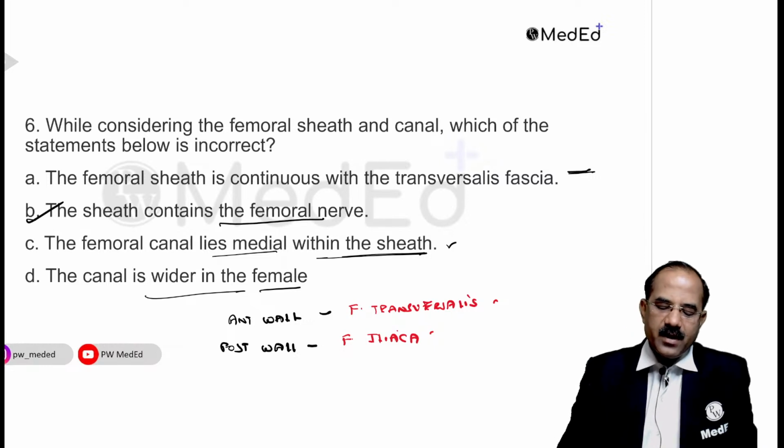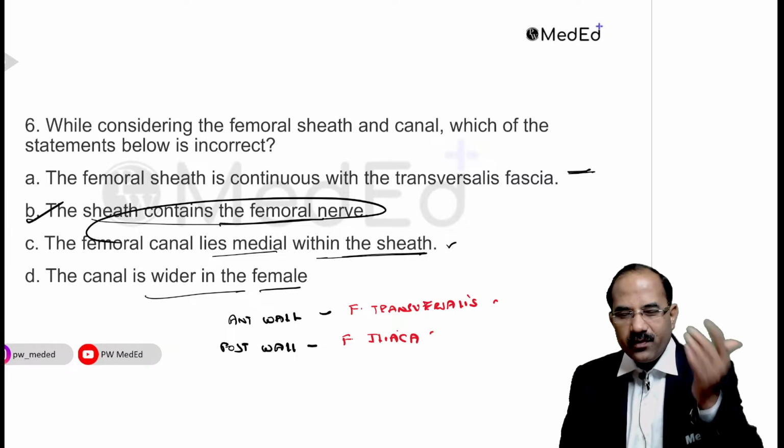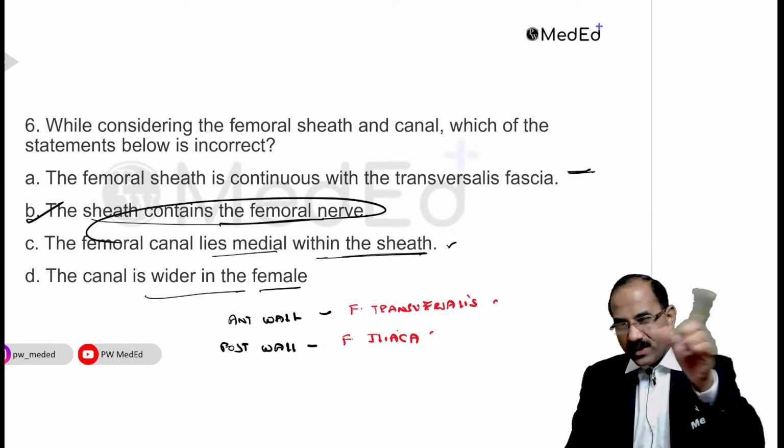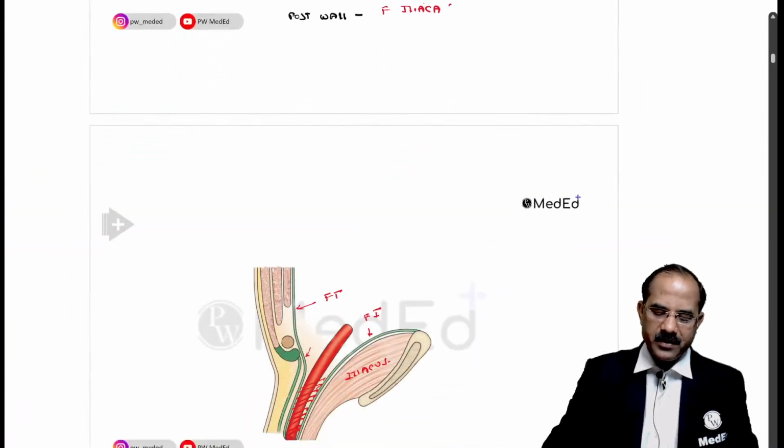Okay, that's clear. So what is the answer for this? Femoral nerve. Femoral nerve is outside the femoral sheath. Remember this: femoral nerve is not inside the femoral sheath, it's outside the femoral sheath. Perfect, very good.